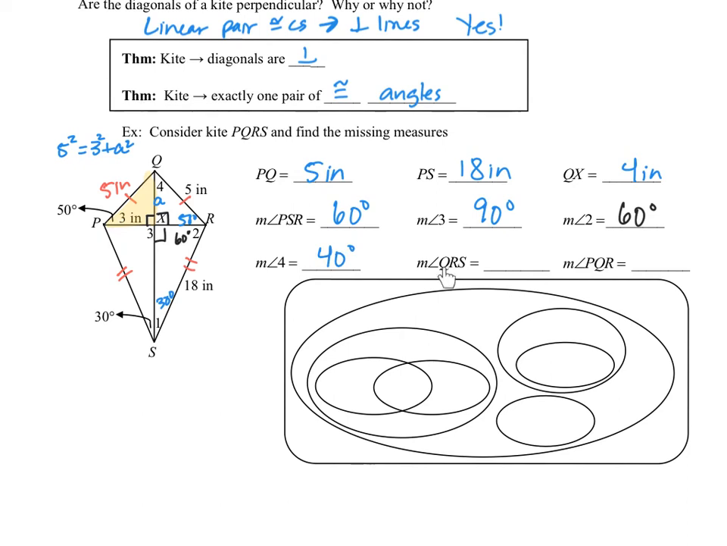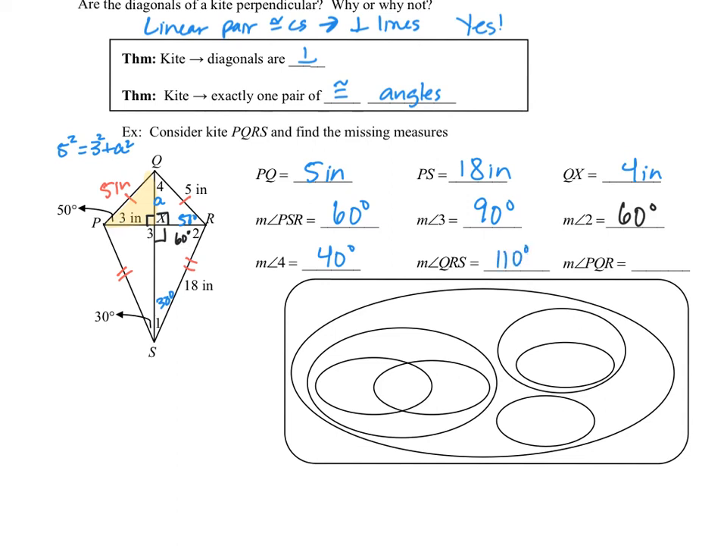Then we're going to find the measure of angle QRS. So QRS, well, we can just use the angle addition postulate. We know that this is a 50-degree angle and this is a 60-degree angle. So QRS would be the sum of those measures. So QRS is 110 degrees.